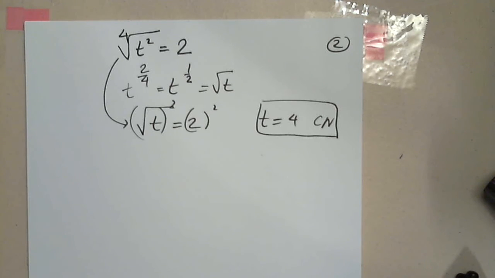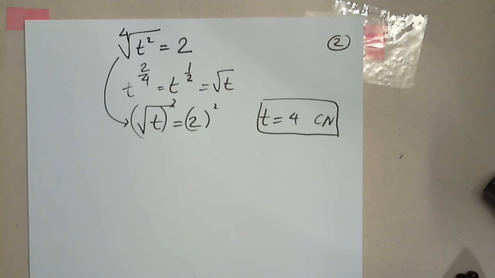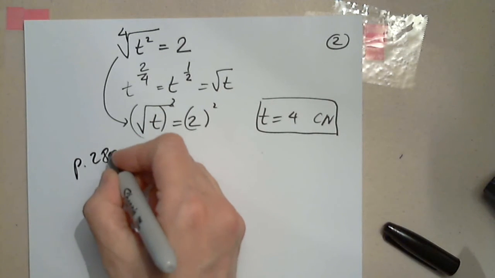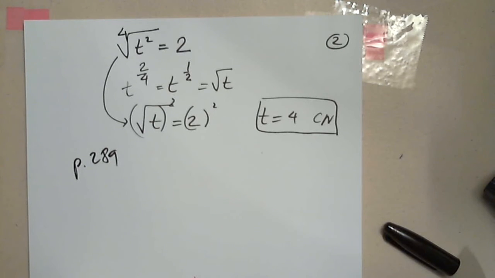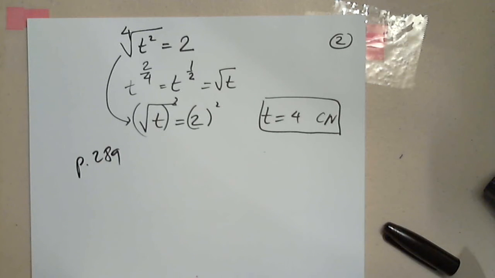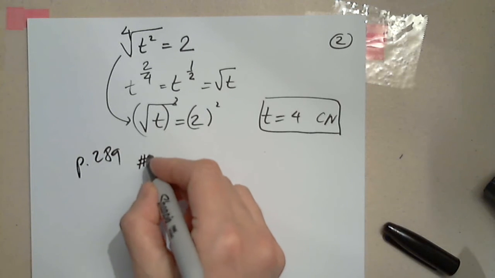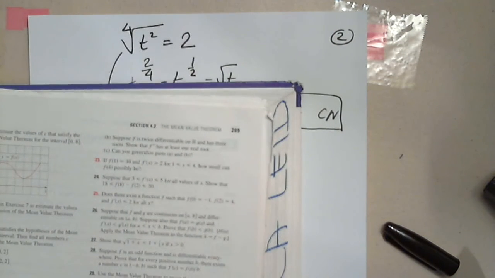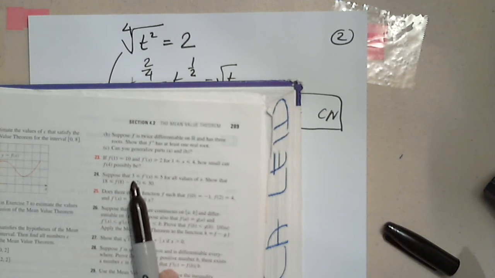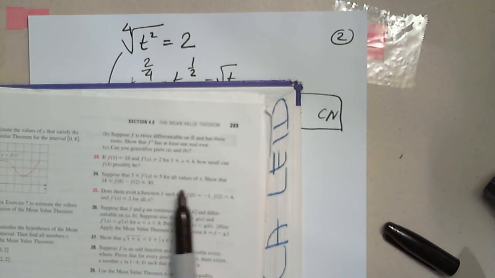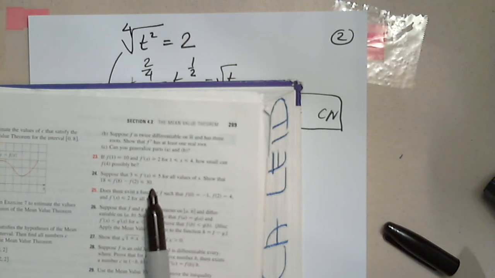Okay, I would like to look at another problem with the mean value theorem on page 289. A problem that I did last night with my students. I thought it was interesting. Problem 24. Suppose that 3 is less than or equal to f prime, which is less than or equal to 5, for all values of x. Show that this happens.